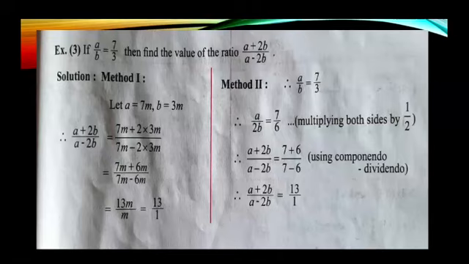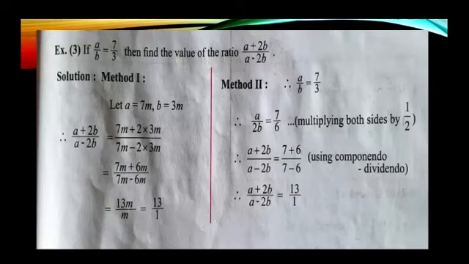Question number 3. If a upon b is equal to 7 upon 3, then find the value of the ratio (a + 2b) upon (a − 2b). Method 1: Let a = 7m and b = 3m.